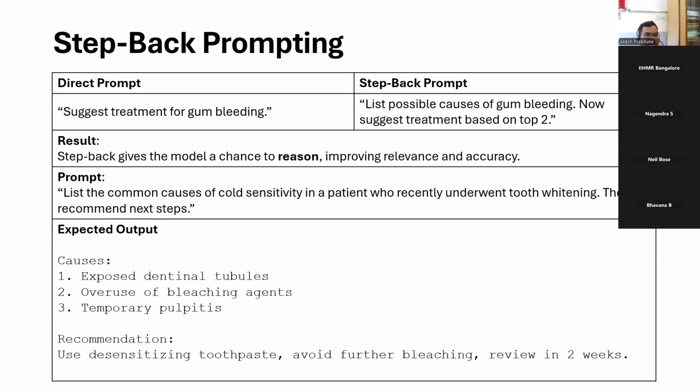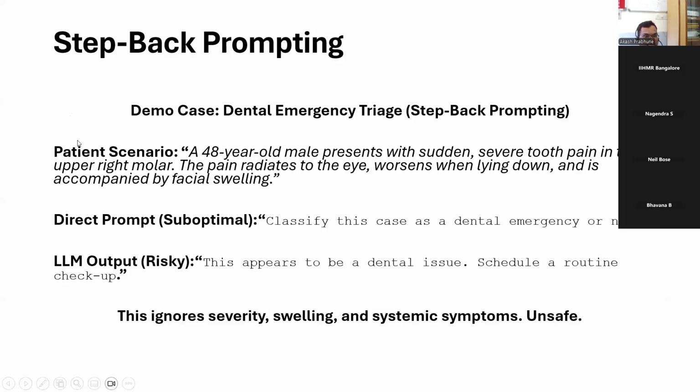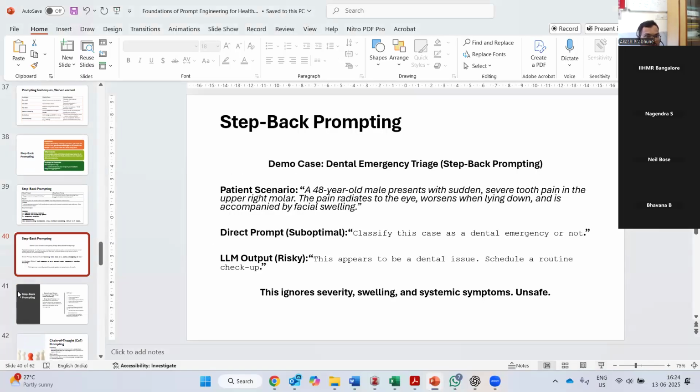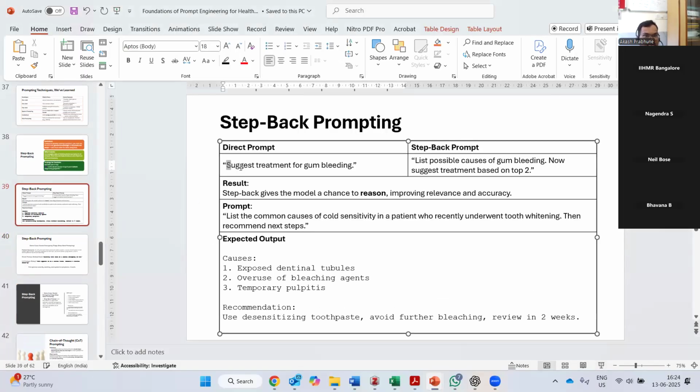So let's take an example. Say you have a patient who has come with bleeding gums. Hopefully, we all have set up an environment on the Google LLM. You can copy this prompt and put it in. Sorry, this is where I need to move back to the direct one. So this is your direct prompt, which I'll put in the chat.